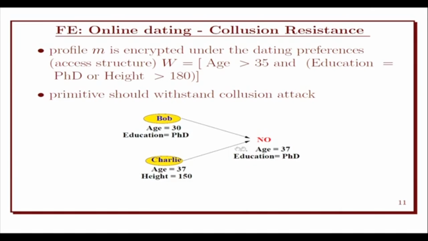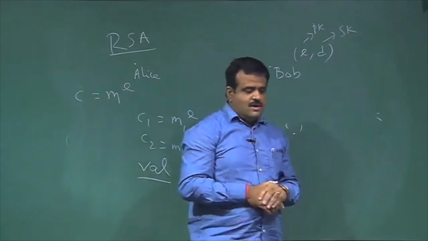So, this is one general circuit, and if they both combined, we want this property also. If Charlie and Bob combined, then they are satisfying all the properties, but we do not want this to happen. This is a collision attack. So, we want to prevent the collision attack in our functional encryption scheme.